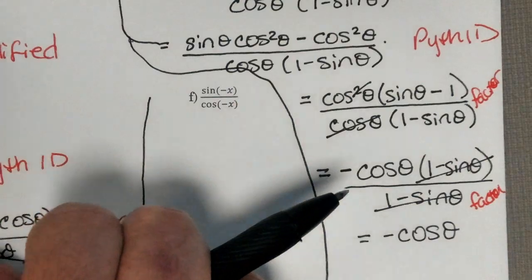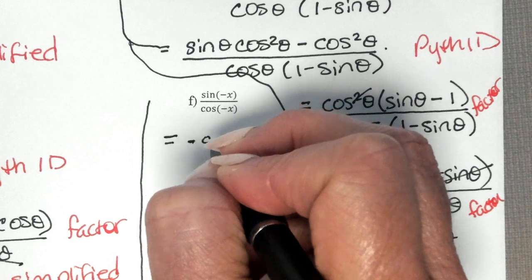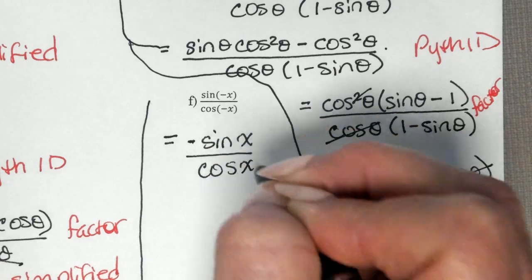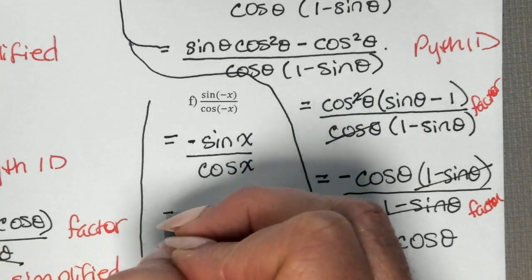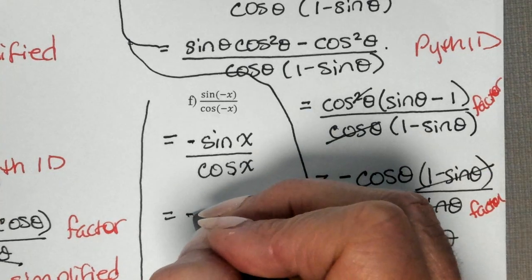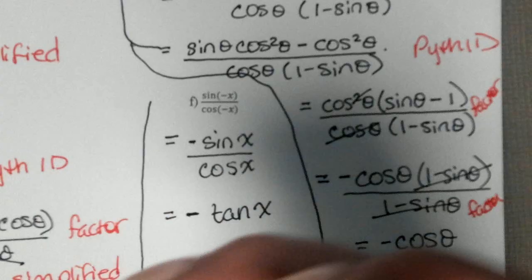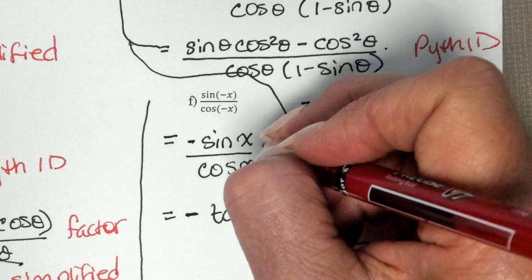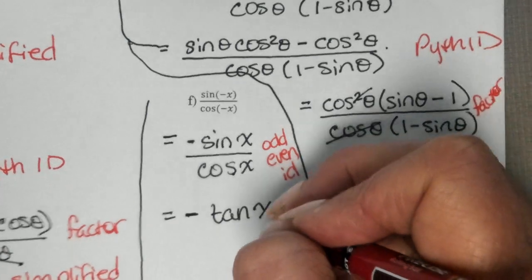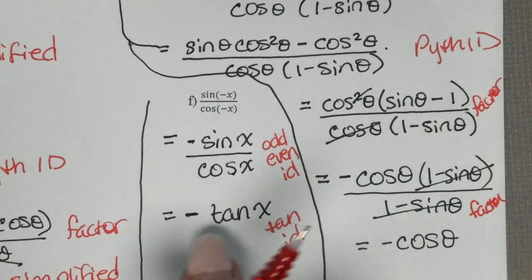So I am going to rewrite this using my odd-even identities. So I've got negative sine of x over cosine x. Now, sine over cosine is tangent. But since I've got that negative out there, that's a negative tangent x. So this is my odd, even identity, and then this is my tangent identity, and this is my final result.